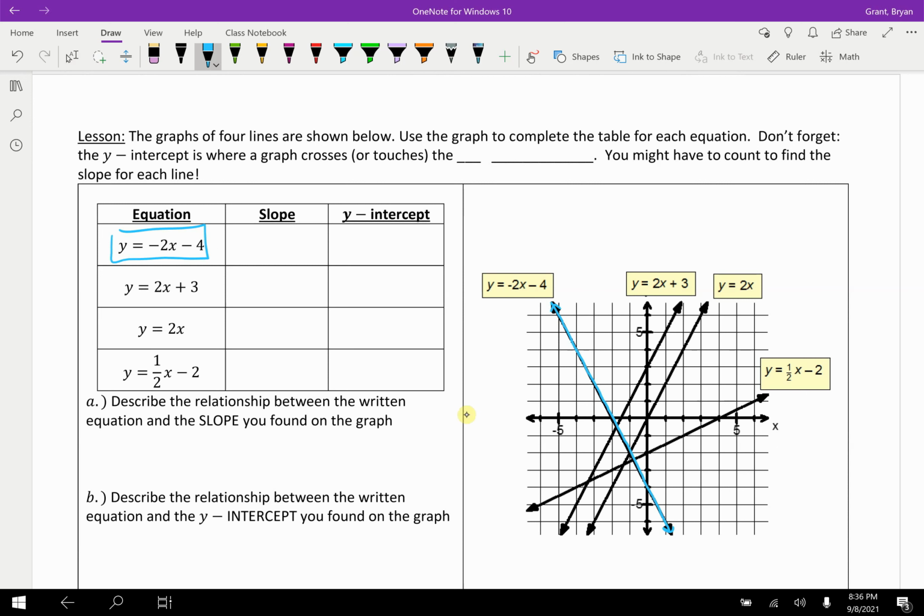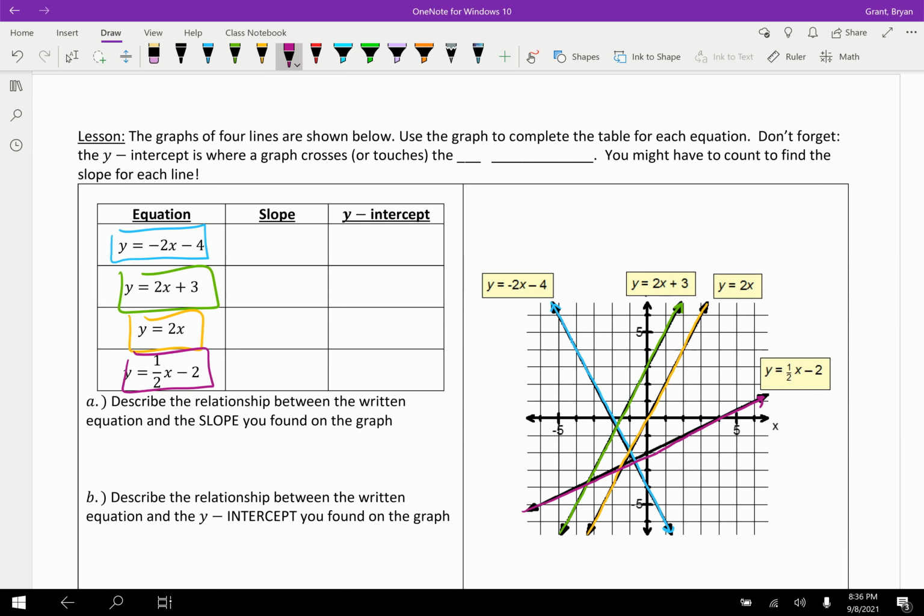Then we also have y equals 2x plus 3, which is supposed to be in, well, let's do it in green. That's the next color here. So here is 2x plus 3. It's this guy running up here. Pretty good. Next up is y equals 2x. And last but not least, y equals 1/2 x minus 2 is this guy who's sitting over here.